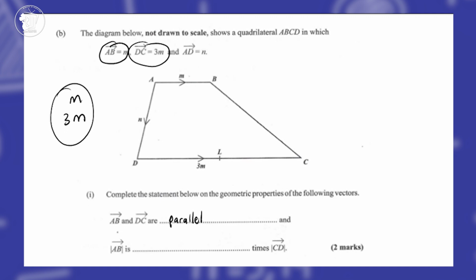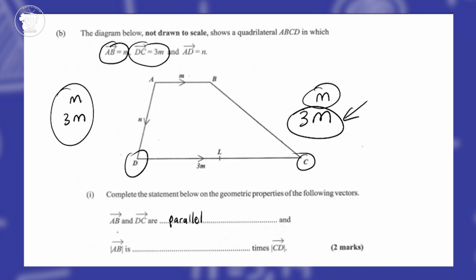And AB is something times CD. So we see AB is m and we see CD, which is here, is 3m. The length of that is 3m. So it says AB, which is m, is something times CD, which is 3m. So it means we must multiply something by this here to get m. So what can we multiply by 3 to get it? We know there's a 1 in front here.